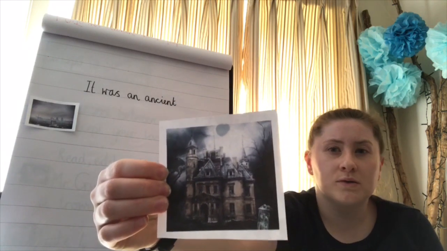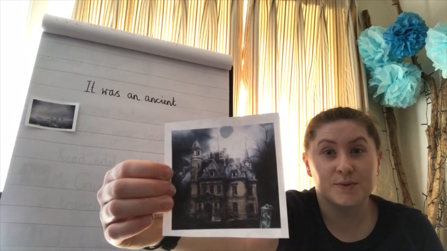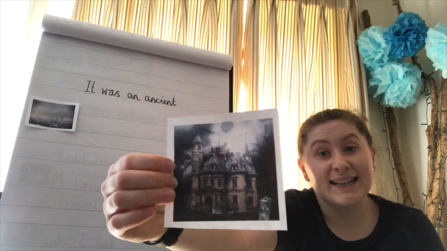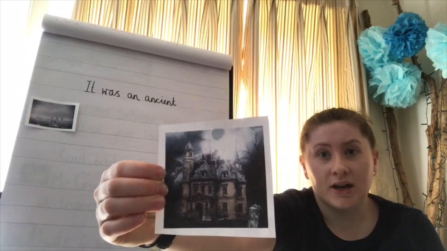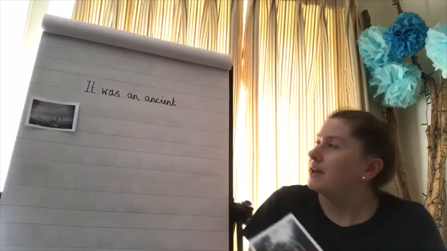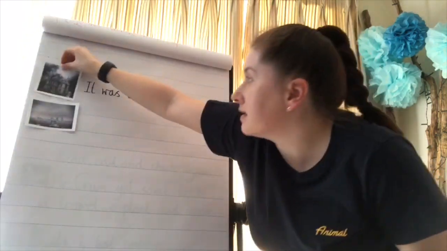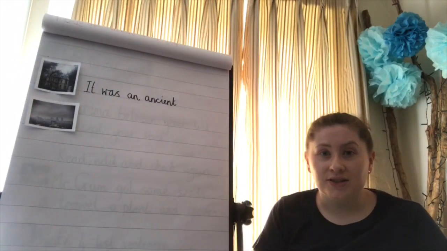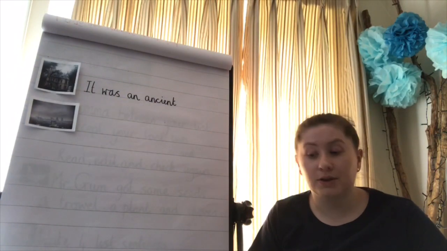Now it is old, but I'm going to use a better word. I'm going to use the word ancient. I think it's quite a creepy place and a little bit strange. I certainly wouldn't want to spend the night there. So we're going to use that to describe it. So I'm going to put my picture up here and I've made a start already. So I have put, it was an ancient. So I've got my first adjective in there. I'm going to include my next one now.